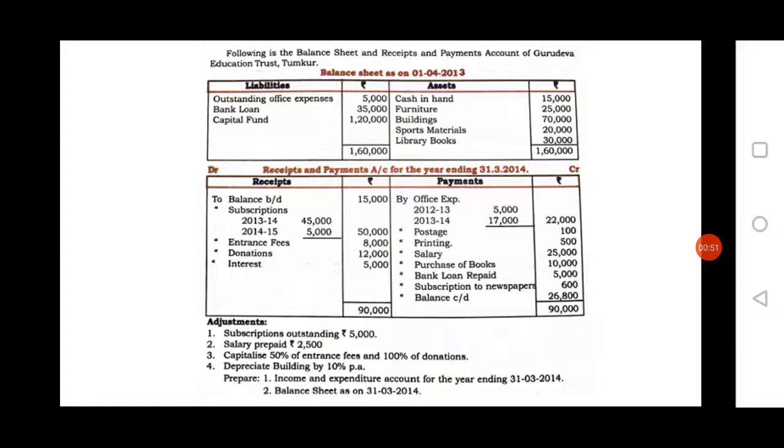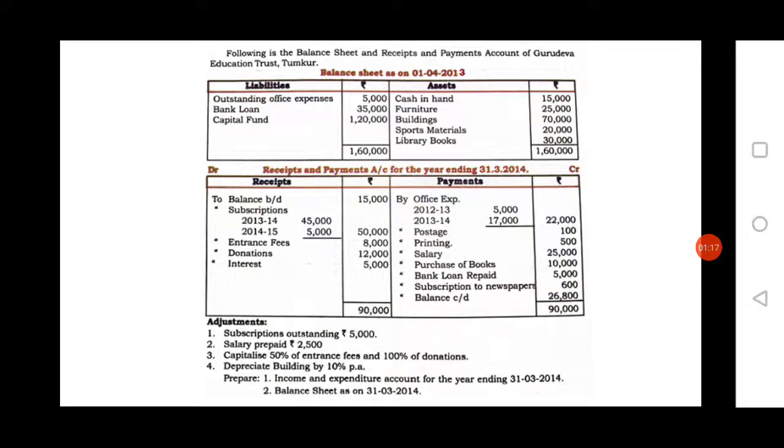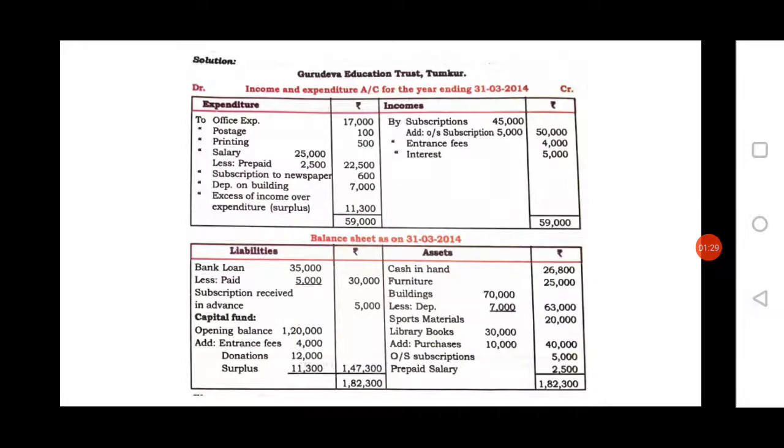In the payment side they have given first office expense, of 2 different years. You have to consider only the current year's office expense, that is of 2013 to 14, 17,000. Related adjustments are not given, therefore only the current year's office expense paid, 17,000, should be recorded in the expenditure side. To office expenses 17,000. Next item in the payment side, postage rupees 100. Related adjustment not given. Postage is also revenue expenditure, therefore in the expenditure side you have to record to postage rupees 100.